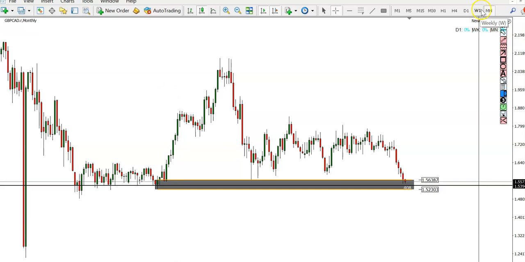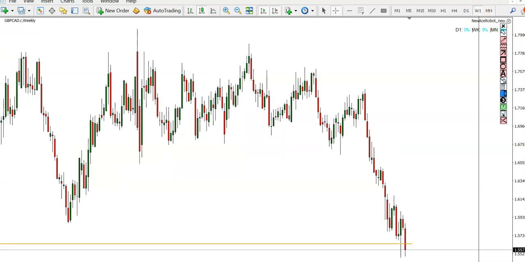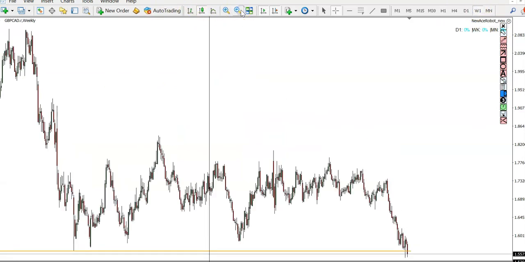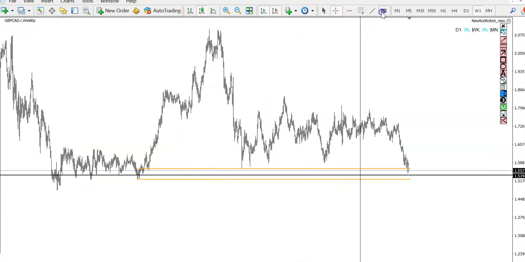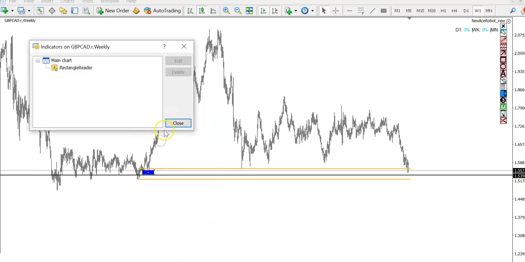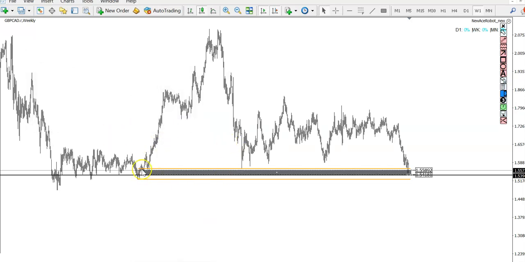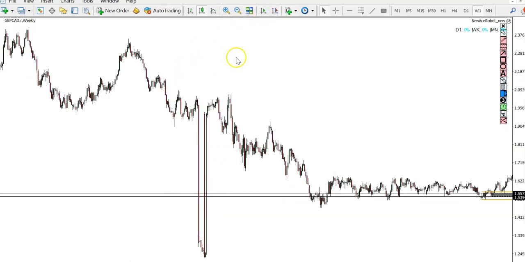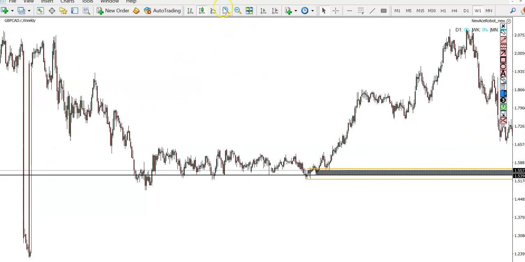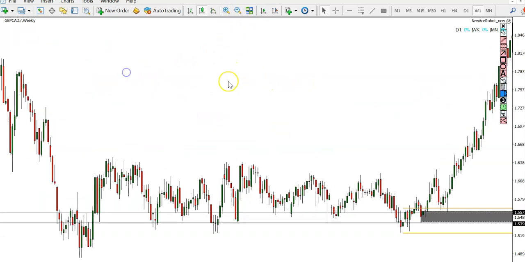What I'm going to do now is zoom into the weekly charts and zoom out a little bit and see what's actually happening here. You can see the market swung high here. Let me just see if we can get this up. If we can zoom in, we can go right across this area. Let's zoom in a little bit more.